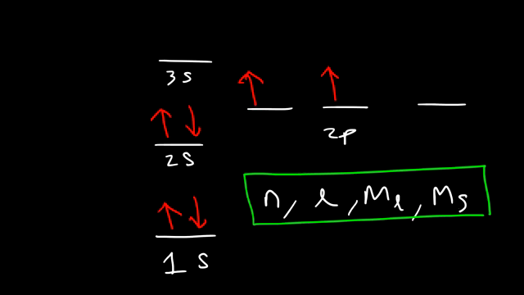So each electron has a unique set of four quantum numbers. So you can think of these four quantum numbers as the address of an electron. Every unique set of four quantum numbers describes a specific electron within an atom. And so no two electrons can have the same set of four quantum numbers.